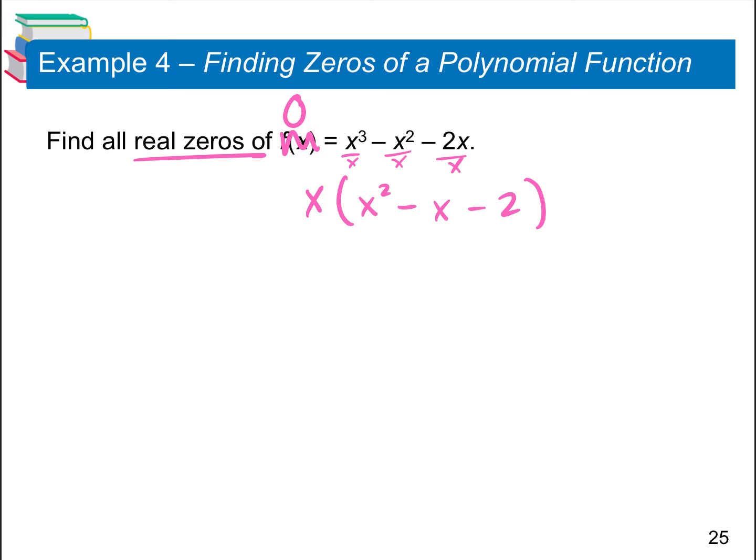What can I do next? You can factor. How do I factor? You find what multiplies to -2 and what adds to -1. Perfect. We want to find factors of -2 that add to -1. So what would those two factors be? -2 and 1. Awesome. So in my parentheses here, I have x minus 2 and x plus 1. And then that x just stays on the outside.